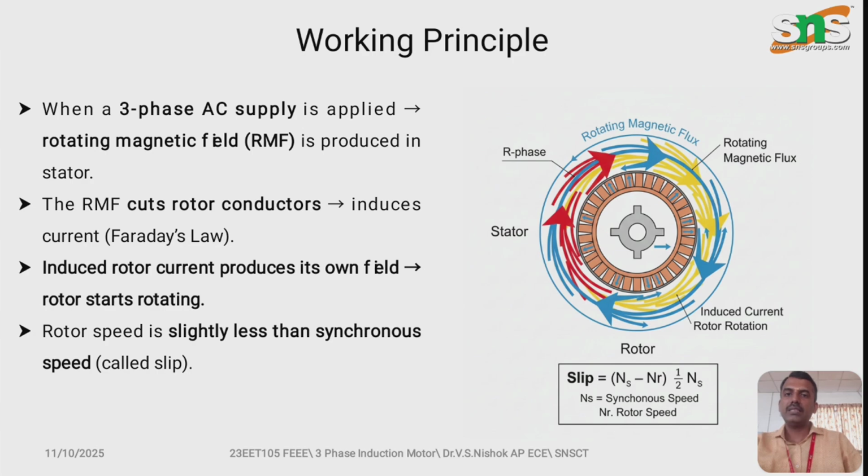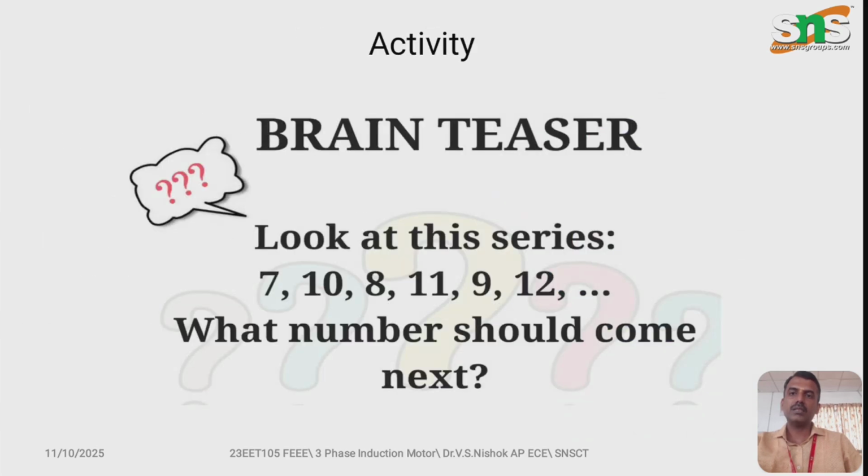So when a three-phase AC supply is given to the circuit, it provides the rotating magnetic field. When the conductor is kept near this rotating magnetic field, it provides the current based on Faraday's law. The point to discuss here is that the rotor speed is slightly less than the synchronous speed, which is called slip. So here is the outline or diagram of this working principle, and this is the time for activity.